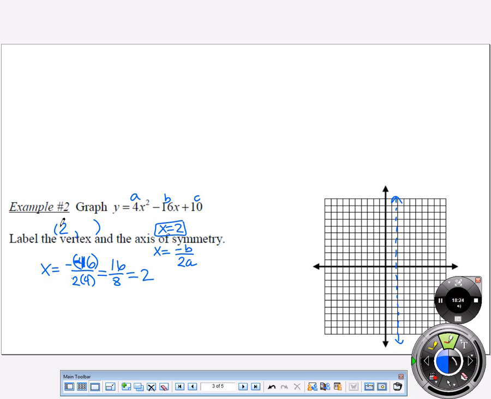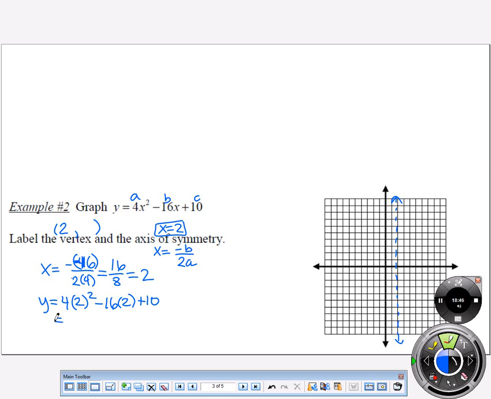New people. Someone I haven't called on yet today. Called on Carly and Jared. All right, Zeke. Good. I'm going to plug the x into the equation. So I'm just going to take the equation however it was given to me, and I'm going to plug in this x value.